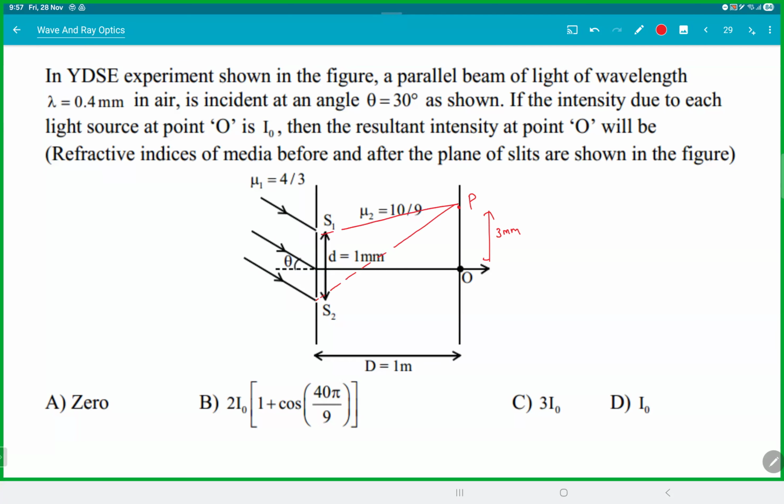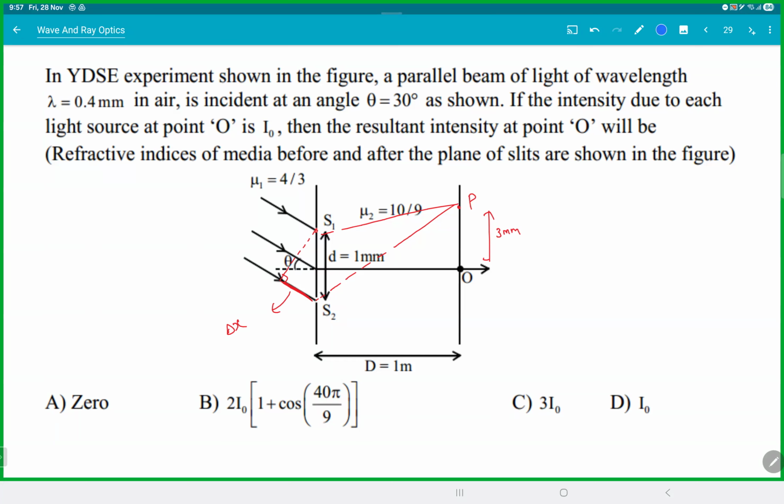Now the problem is the light rays which are coming from outside are traveling in 4 by 3. The light rays which are traveling here are traveling in 10 by 9. So it's messed up. From this point, if you drop a perpendicular, initially this was the extra path difference, the path difference in the outside medium. Agreed? That means the light rays which are reaching S2 have traveled an extra distance of delta x because of that angle. Now, same story again, you want to find the path difference at point P.